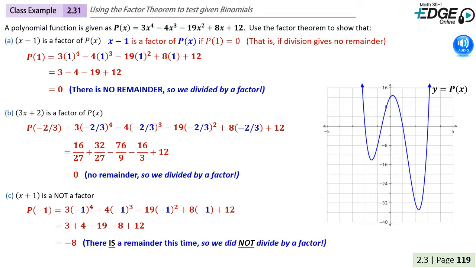When we check if x plus 1 is a factor, which we do by evaluating for p of negative 1, we find a remainder of negative 8. The remainder theorem tells us that this is the height of the graph. But when we're talking about the factor theorem, all we really care about is is it a 0 or is it not a 0? And since it's not a 0, it's enough for us to say that x plus 1 is not a factor.